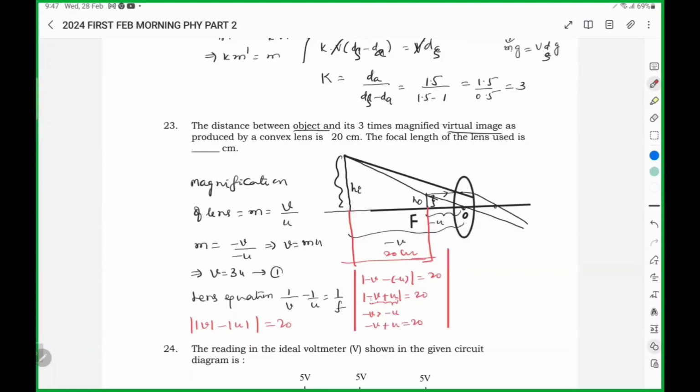And here V is 3U. Minus 3U plus U is 20. From here U, you get as minus 10. And 1 by V minus 1 by U is 1 by F. So here U is minus 10, so we write plus 1 by 10. Here V is 3U, minus 30. So here it is minus 1 plus 3, so the focal length will be 15 centimeters.